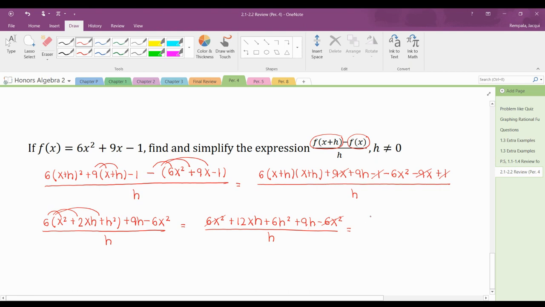But all of those have something in common. They all have an h. So I'm going to factor that out. So then that would leave us with a 12x plus 6h plus 9. And then because there's an h now in the top as well as the bottom, looks like my final answer is 12x plus 6h plus 9.